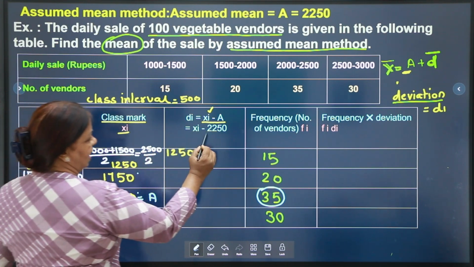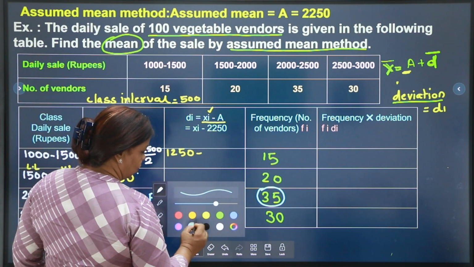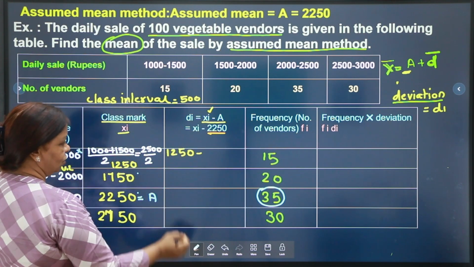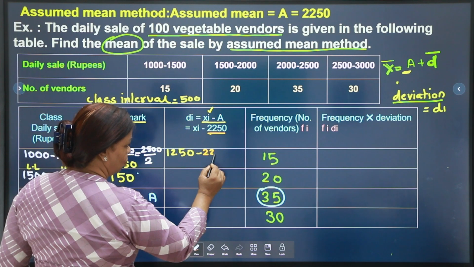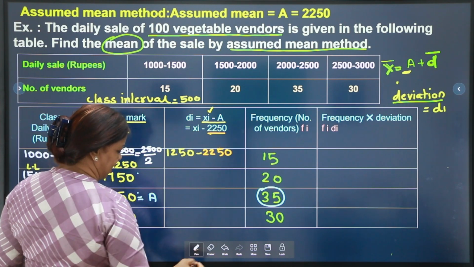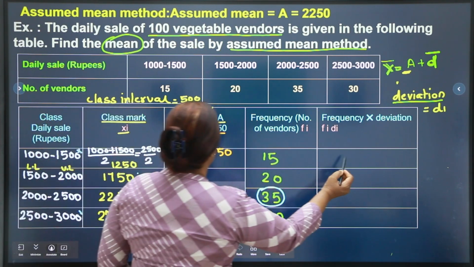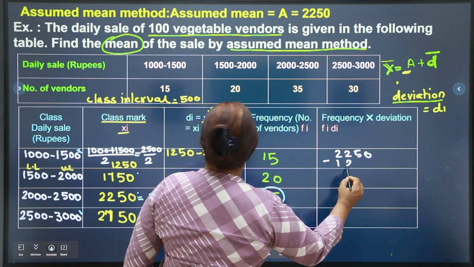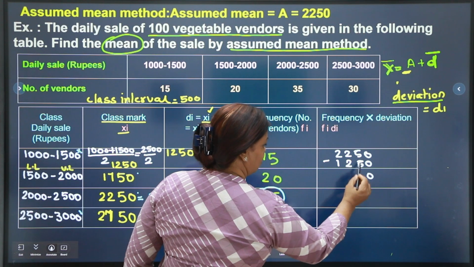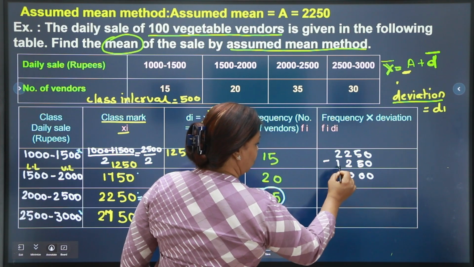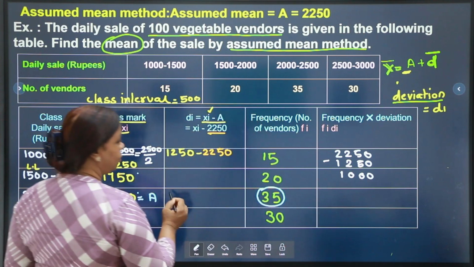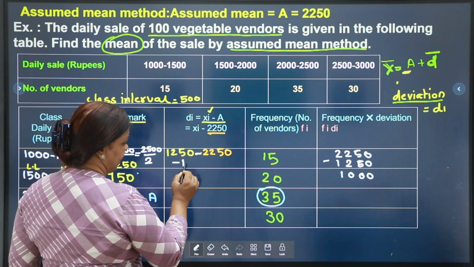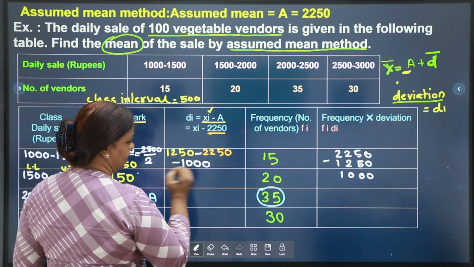Once we have the assumed mean as 2250, we can find the deviation values. A is 2250. Let me do the subtraction here: 2250 minus 1250. 0, 0, 0, 2 minus 1 is 1, so 1000. It will be minus 1000, taking the sign of the greater number. So the first di value we got is minus 1000.